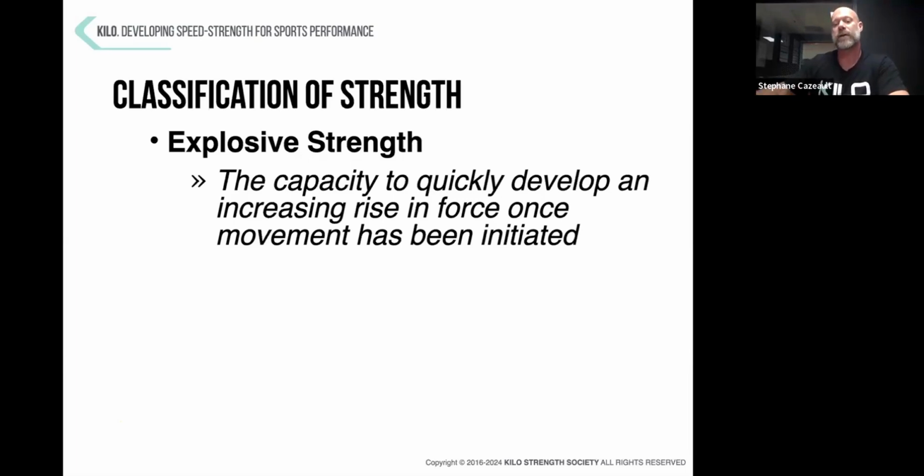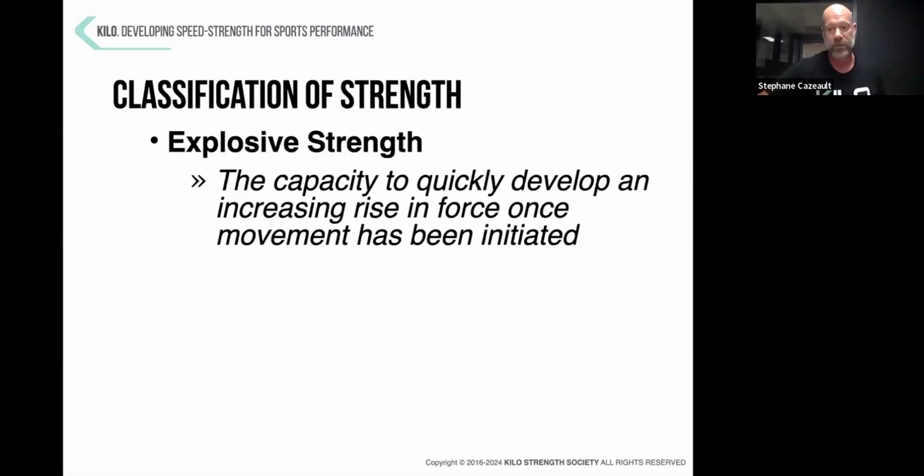If it takes 300 to 400 milliseconds to generate maximal force, and you're throwing a shot in shot put, for example, you need to be able to generate a lot of force in a much quicker time than 400 milliseconds. So to do this, you need to keep accelerating that load through the entire concentric range of motion.